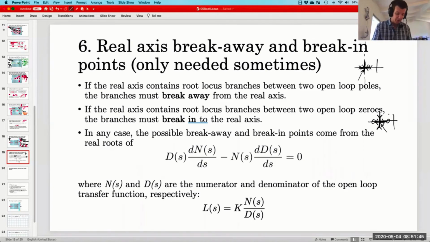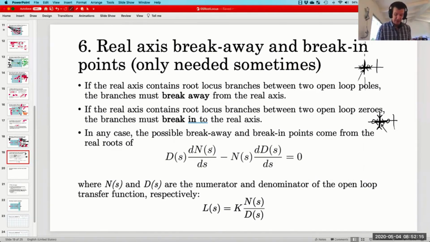The derivation comes from doing a bunch of product rule in calculus, which is why this has the flavor of a quotient rule, right? This is low d high minus high d low. And if I'm trying to set that equal to 0, all the s's that satisfy this will be either break-in or break-away. And you have to have some context awareness to know whether they're going to be break-in or break-away. What are d and what are n?